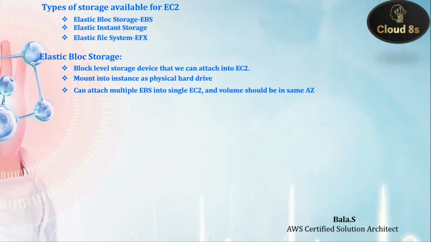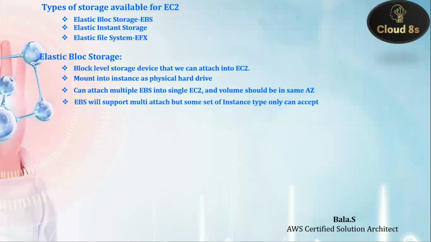Another thing: when we are creating the EC2 instance, as I mentioned, one root device will be created by default. Apart from that, based on our requirement, we can create multiple EBS volumes and attach them to the EC2 instance. The only recommendation is that the EBS and EC2 should be placed within the same AZ, so that we can attach it to the EC2.